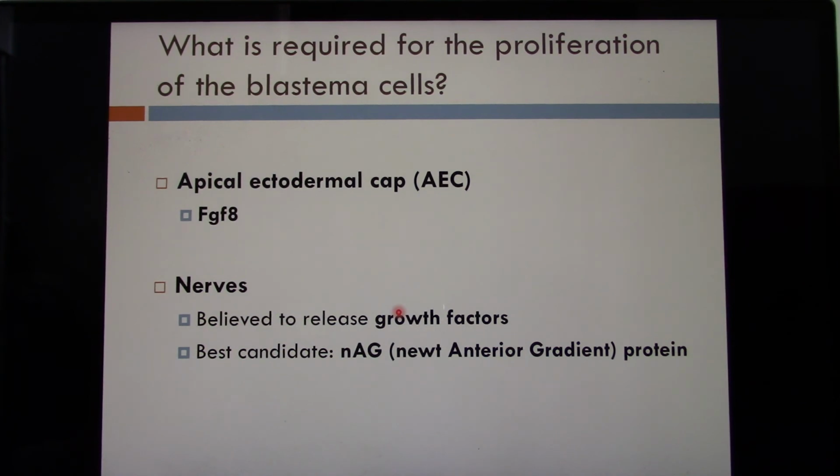What is required for the proliferation of blastema cells? Well, the apical ectodermal cap, or AEC, secretes a paracrine factor called FGF8, fibroblast growth factor 8. Now, we learned about this as one of the morphogens, or paracrine factors, that are important for development. That's one factor. Another factor is coming from the nerves, and it was believed that it was a growth factor being released from these nerve cells. And they had a candidate, which is called NAG, or newt anterior gradient protein.